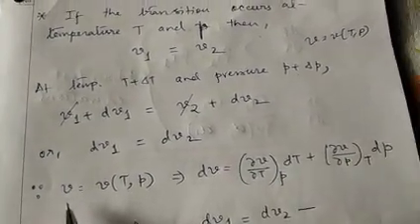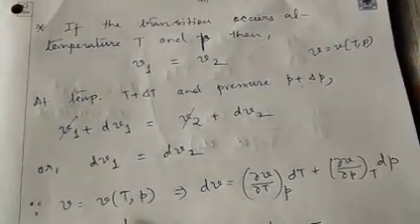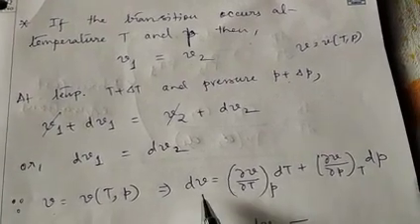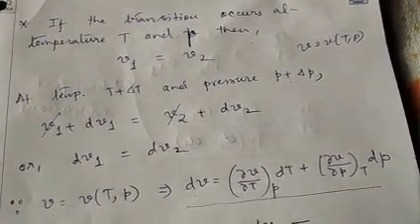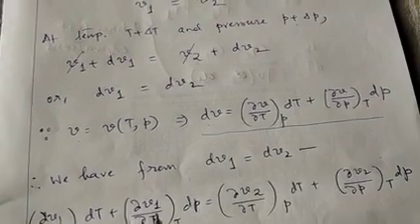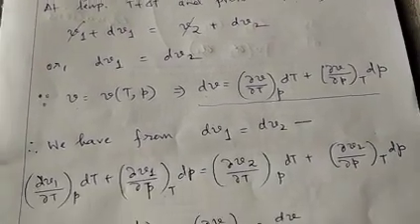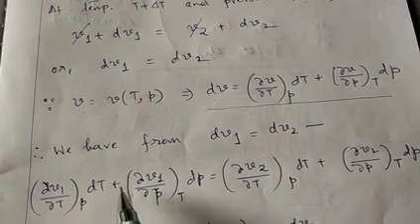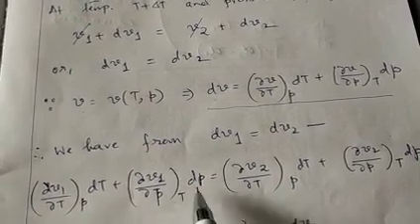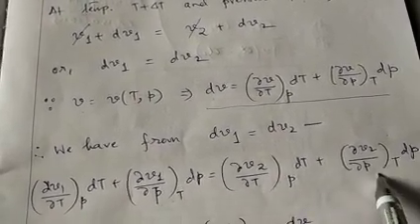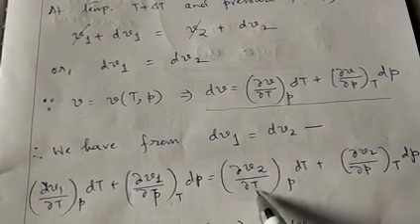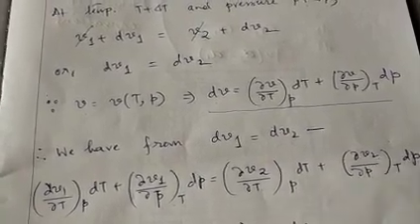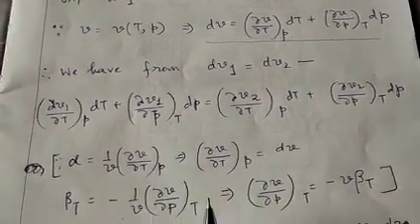Now, as we have assumed that the specific volume is a function of temperature and pressure, we can write dV in the following way. From dV1 equals dV2, we get the relation: (∂V1/∂T) at constant P dT plus (∂V1/∂P) at constant T dP equals, on the right hand side, the phase 2 terms: (∂V2/∂T) at constant P dT plus (∂V2/∂P) at constant T dP.